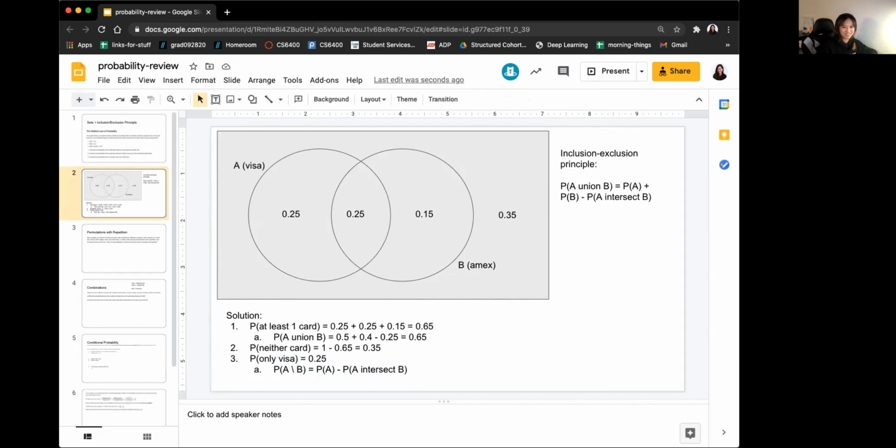Any questions about this? My main thing that I want to get across is that sometimes drawing a picture saves you a lot of time in the long run. All right.